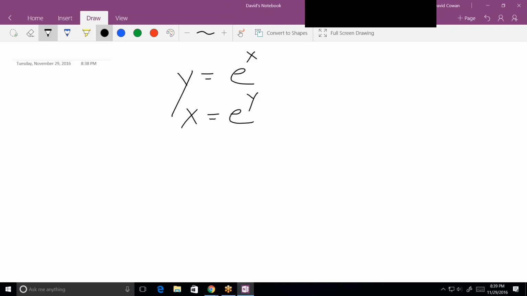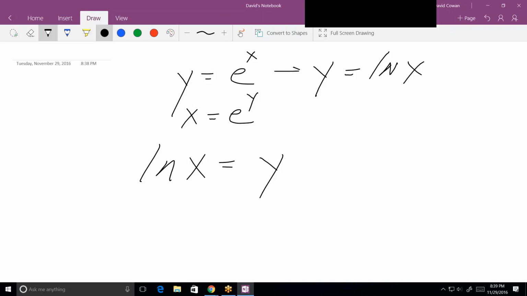Now I got to solve for y. How can I solve for y? Take the natural log of both sides. Perfect. That leaves y over there, right? Right. So y equals natural log of x, these two are inverses of one another. Okay.